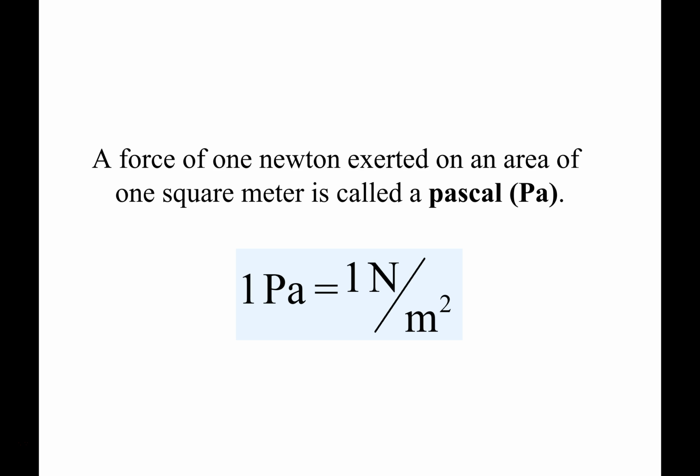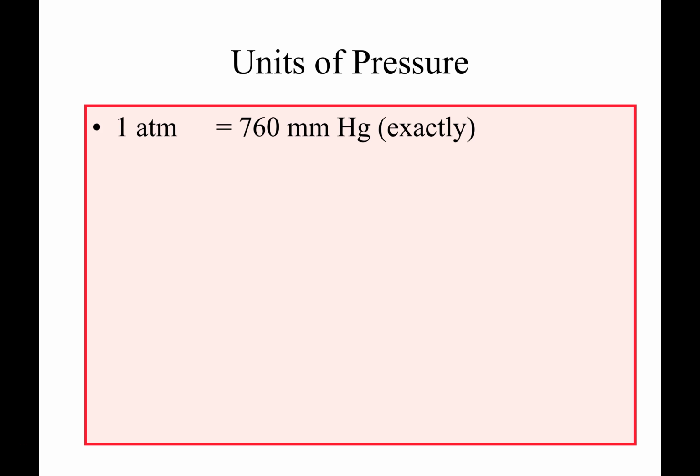So pressure, for which Pascal is a great unit, is equal to force in newtons divided by area, meters squared. But instead of Pascals, quite frankly, we are going to focus a lot on atmospheres and millimeters of mercury. Those are probably the 2 most obvious ones.